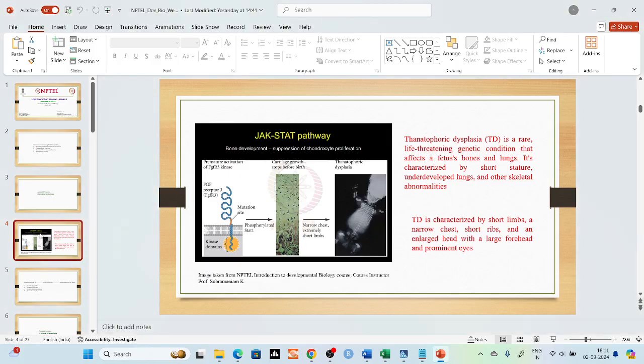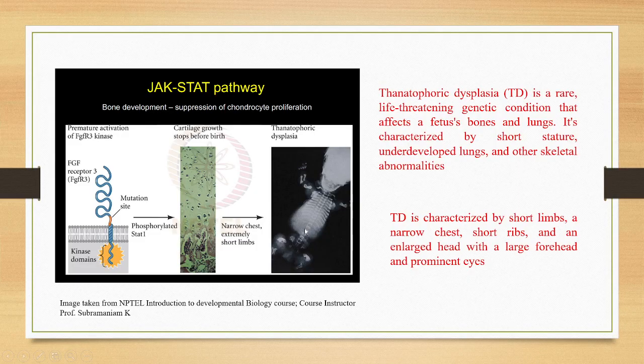See, what happens here is this is the FGF receptor 3. Basically, it comes under the JAK-STAT pathway. If there is any kind of mutation in the receptor or the kinase domain, your STAT1 is phosphorylated, and because of this phosphorylation, your growth stops before birth, which leads to a narrow chest and extremely short limbs, which can lead to the condition thanatophoric dysplasia. So basically, there is a suppression of chondrocyte development and not increased chondrocyte development. The proliferation of chondrocytes is suppressed because of this mutation.